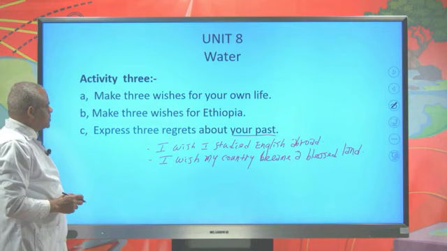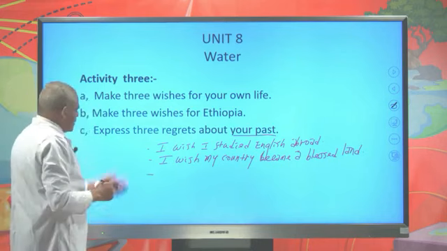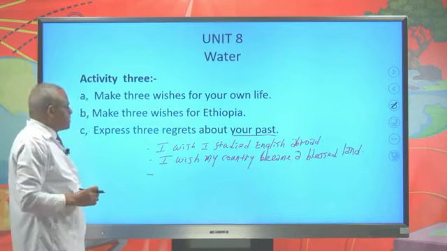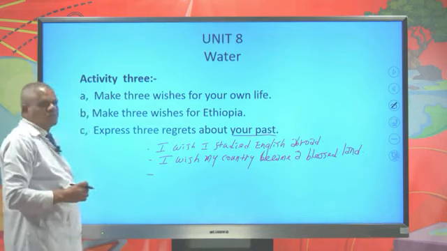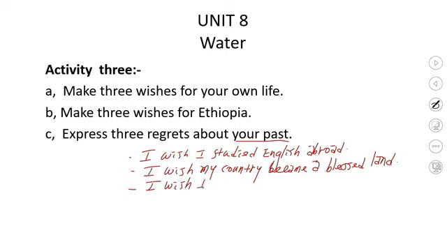So, express 3 regrets about your past. Okay, so in such a case, express 3 regrets about your past. I wish I had 5 children. I wish I had 5 children.